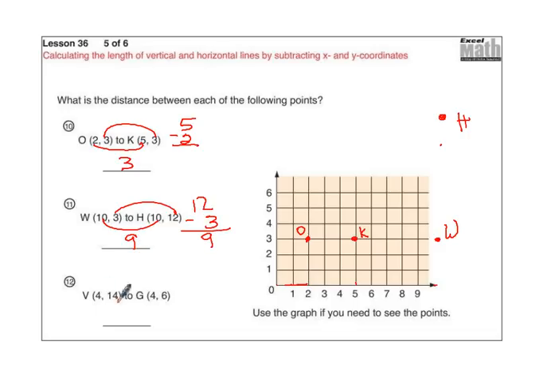Last one, 4, 14. That number's too big to graph as well. But we do have the 4 and the 4 that are the same in X. Y is different, 14 and 6. 14 minus 6 is equal to 8.